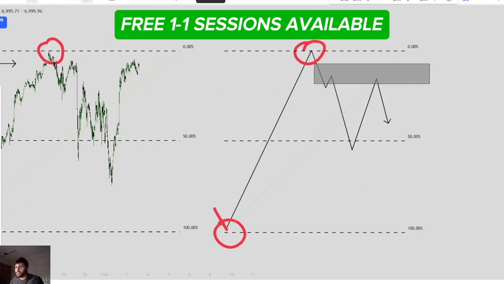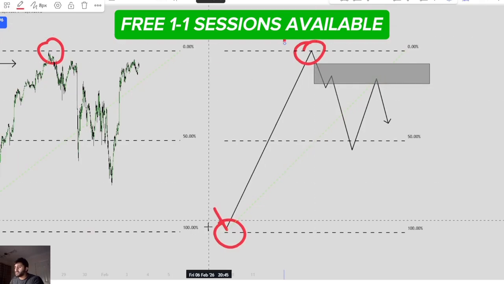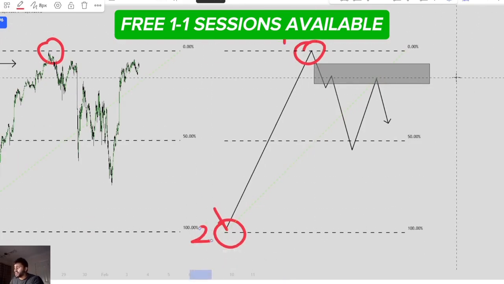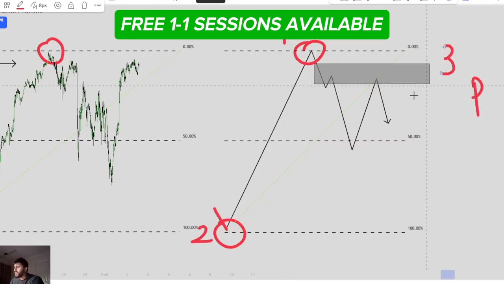So the 4 steps, right? Step 1 is you're looking for market structure, right? Step 2 is you want to identify your dealing range, right? This low to this high, right? That's step 2. Step 3, are you in premium or discount? So we're in premium. So this is going to be step 3. And step 4 is identifying the key level. So this is how I find my key levels.